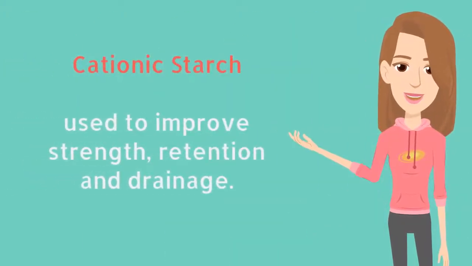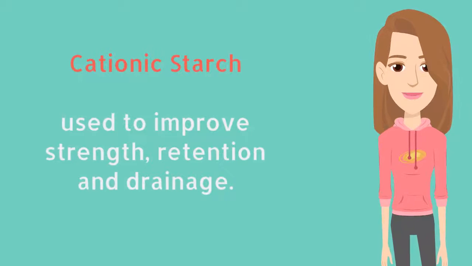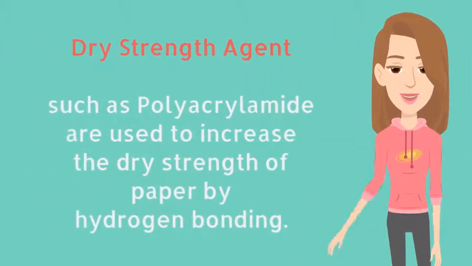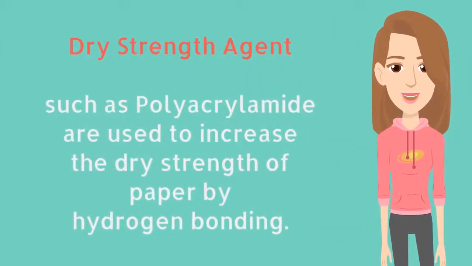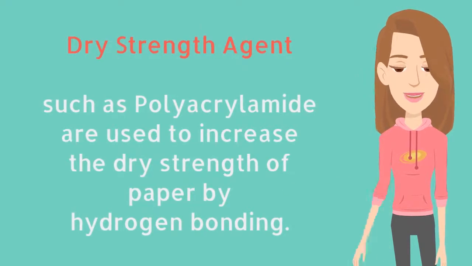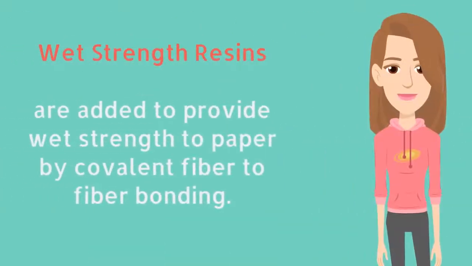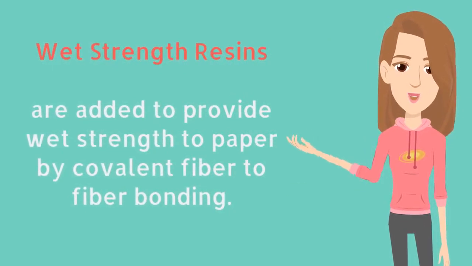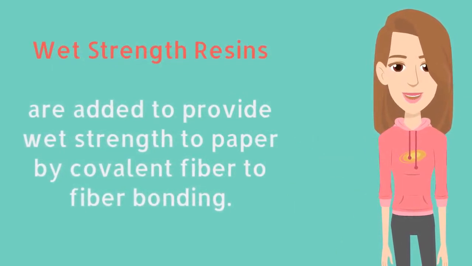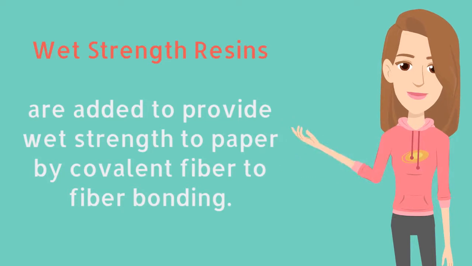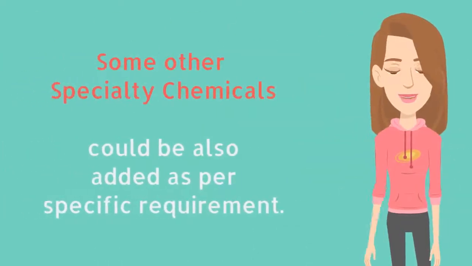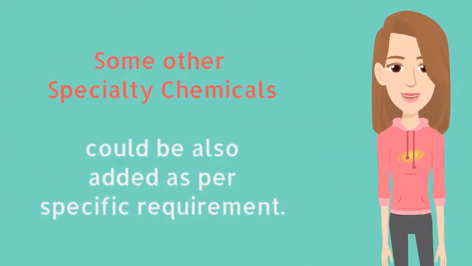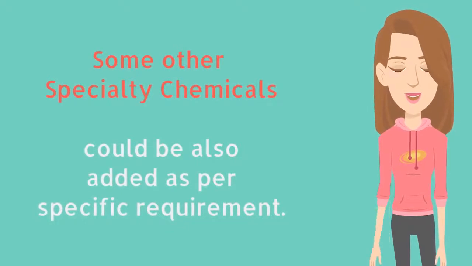Starch is used to improve strength, retention and drainage. Dry strength agents such as polyacrylamide are used to increase the dry strength of paper by hydrogen bonding. Wet strength resins are added to provide wet strength to paper by covalent fiber-to-fiber bonding. Some other specialty chemicals could also be added as per specific requirements.